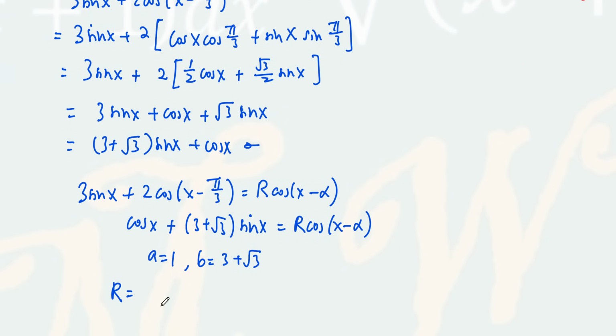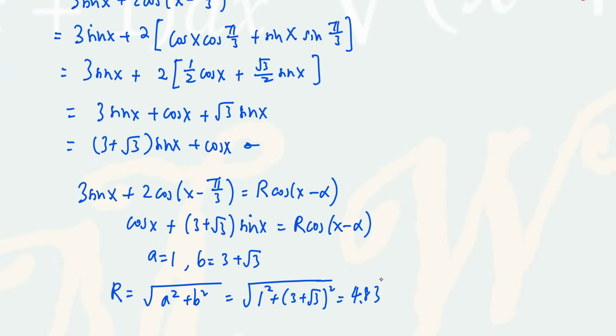So therefore my r is going to be square root of a squared plus b squared. Then that is square root of 1 squared plus 3 plus root 3 squared. And then you can just give your answer in decimal or in fraction or in exact value, up to you. So here will be 4.83. I give more decimal places, 656. So before I round up, I'll round up into 3 significant figures. So it will be 4.84.